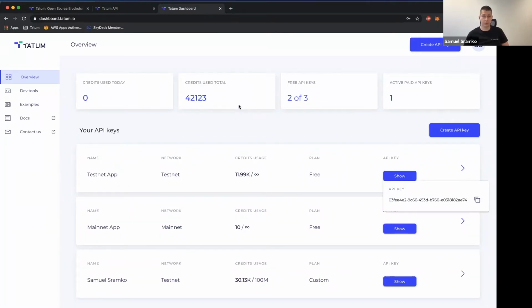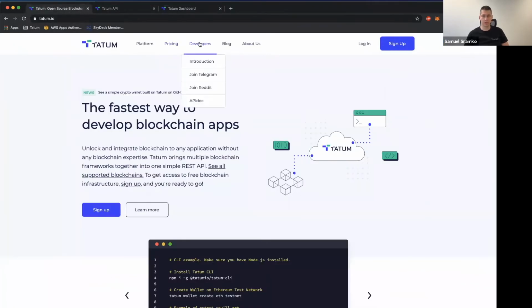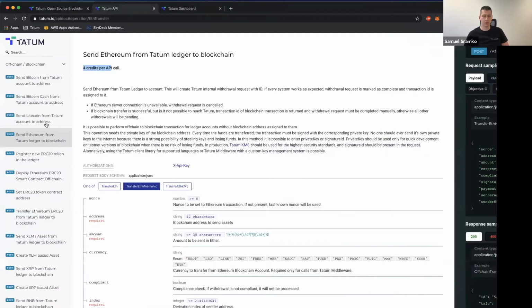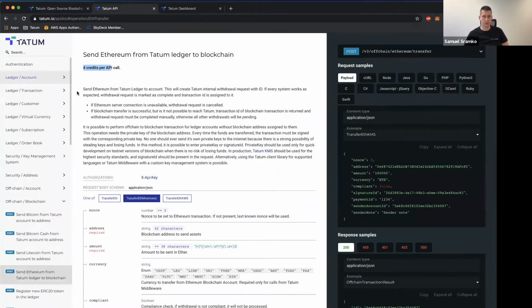In order to find out more about the APIs, our API documentation is available for all of you. It's in the API doc section, and it describes all the endpoints and all the blockchains we support. So it's quite extensive, but don't be afraid. For today's workshop, we're going to use 10, 15 endpoints tops. So no need to be afraid of that.